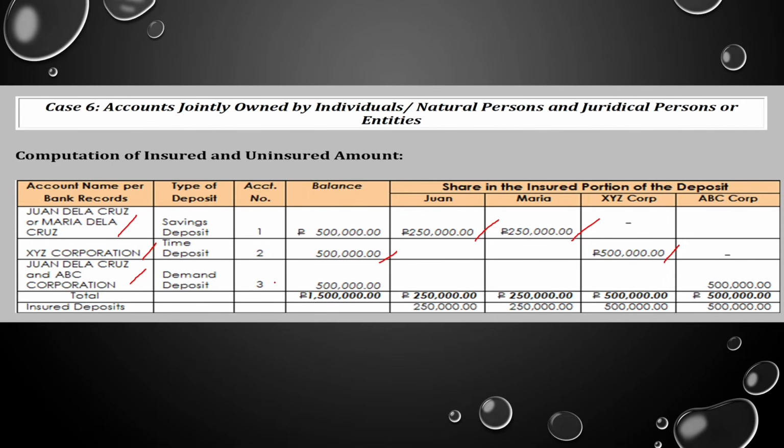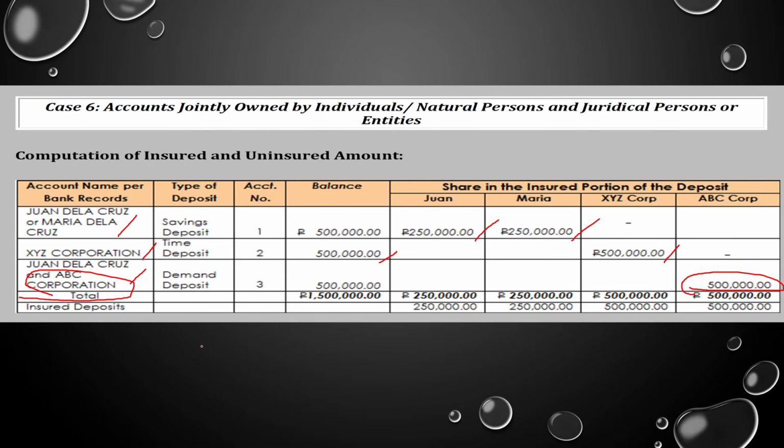So the demand deposit account number 3 maintained in the name of Juan de la Cruz and ABC Corporation. It is presumed to belong entirely to ABC Corporation. Okay? ABC Corporation. Hence, ABC Corporation is entitled to the 500,000 deposit insurance. Okay? Kung kay Juan pa natin ikakarga yan, not the entire 500,000 will be covered by the MDIC. But under the PDIC charter, there is a rule that if an account is owned by an individual and a juridical entity, it is presumed to be owned by the juridical entity.